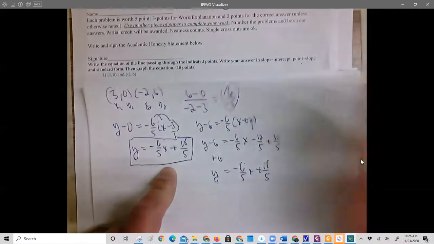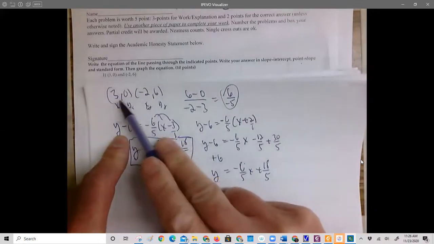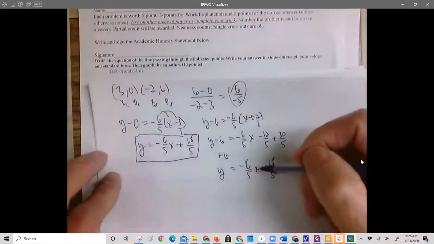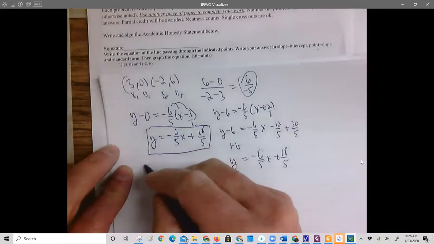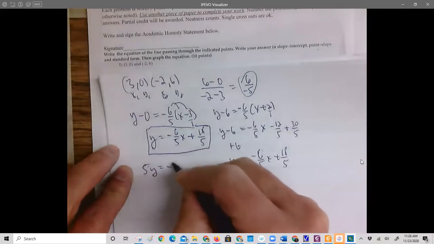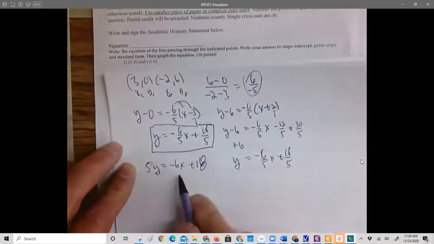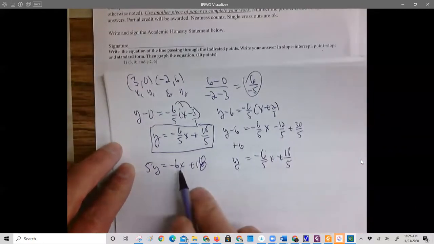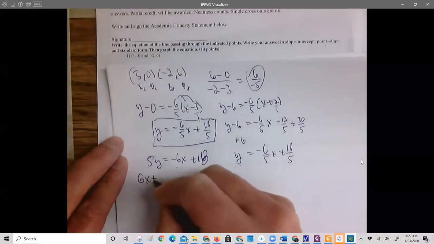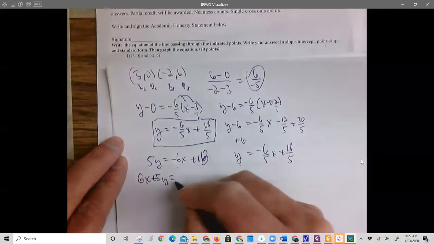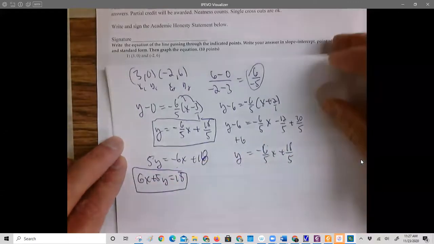Notice the same thing. Okay, so if I give you a point with x equal to 0, I would always use that point in point-slope form. And then standard form, no fractions, so I'm going to multiply everything by 5. So 5y equals -6x plus 18, and the x has to be positive, so I'm going to move that to the other side. 6x plus 5y equals 18, and there's the standard form. Okay, so that's the first question, first example.